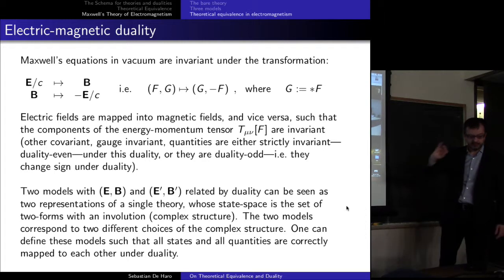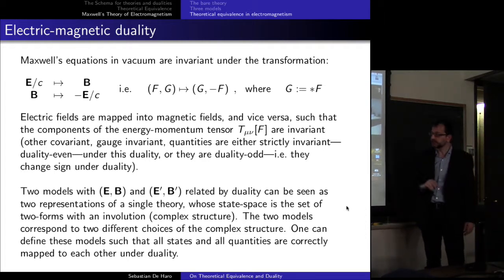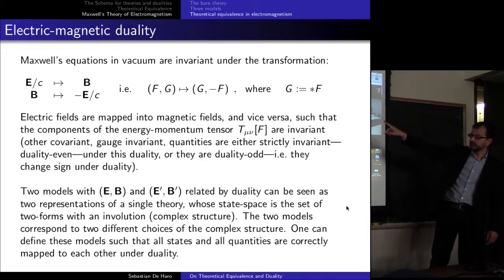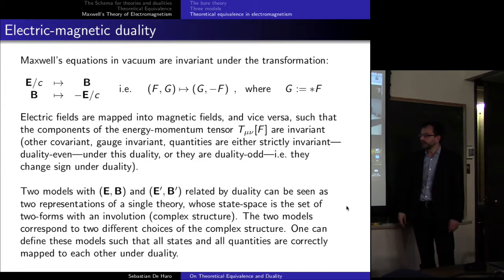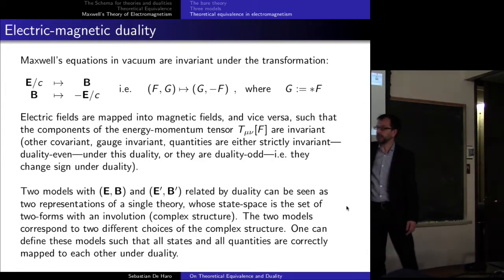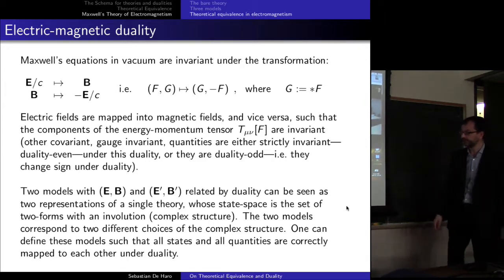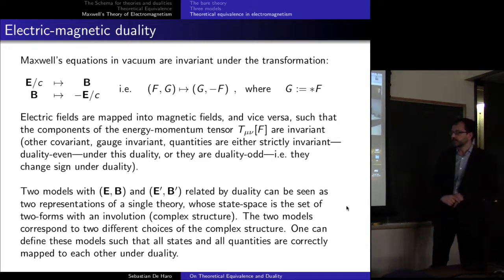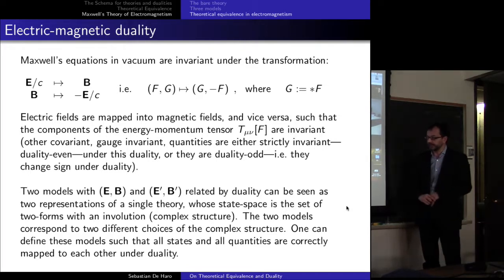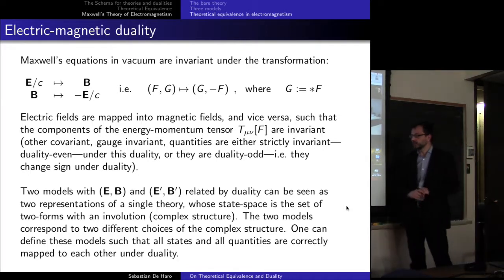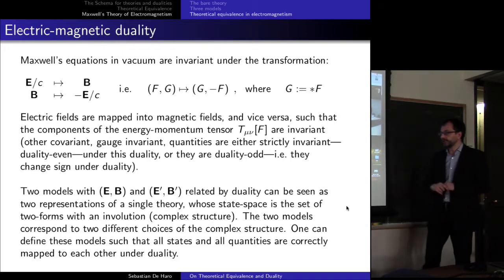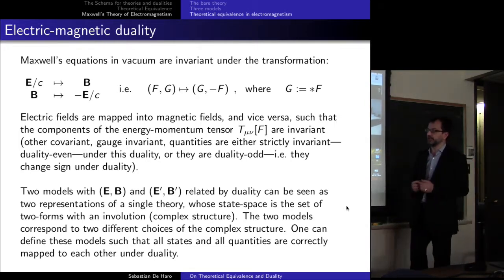The Hodge dual is basically where you dualize by the epsilon tensor, the four-dimensional epsilon tensor. And so you map the pair F, G to G, minus F. That's the same as basically mapping electric and magnetic fields into each other. So electric fields are mapped to magnetic fields and vice versa, such that the components of the energy-momentum tensor are invariant. Also, other covariant and gauge invariant quantities in the model are either strictly invariant, so duality even, or they are duality odd, so they merely change sign under the duality.